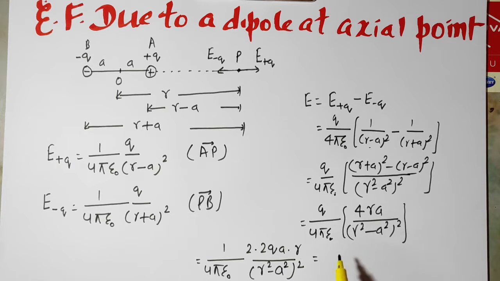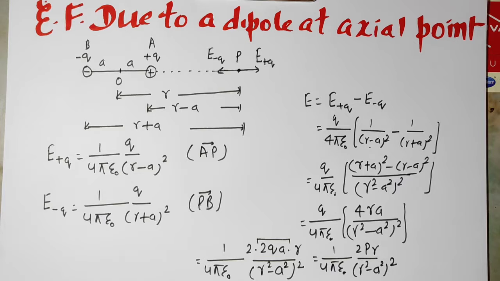So what I did here, I just separated this 4 into 2 into 2. Now we have 2 into 2qa into r. Why? Because we know that 2qa is our dipole moment p, so it is 1 upon 4 pi epsilon naught, 2p r upon (r square minus a square) square. So far everything is fine.